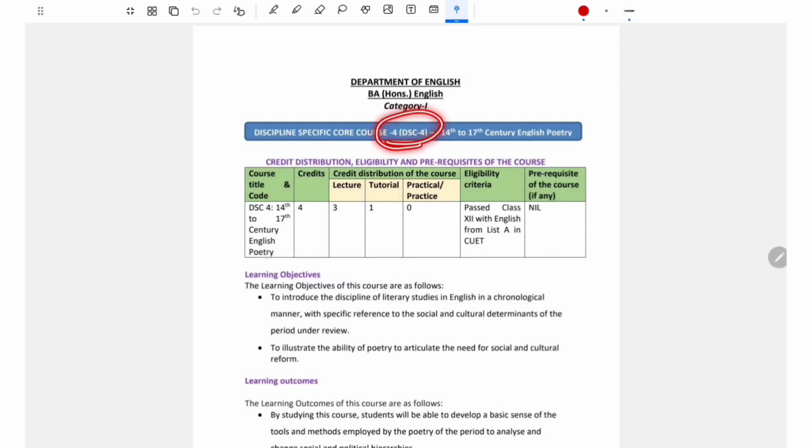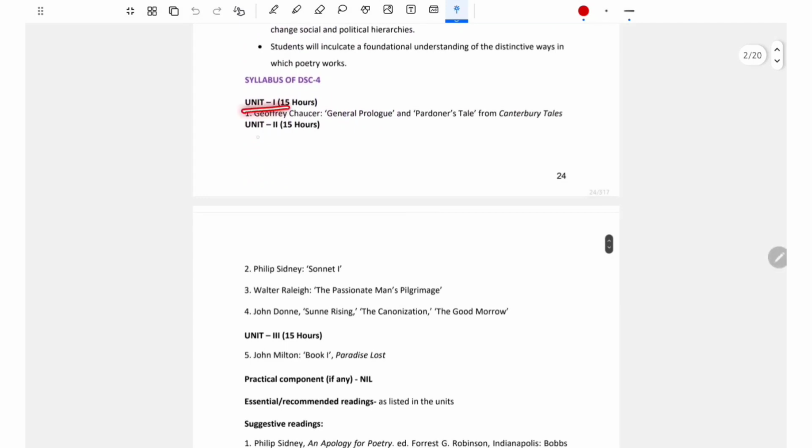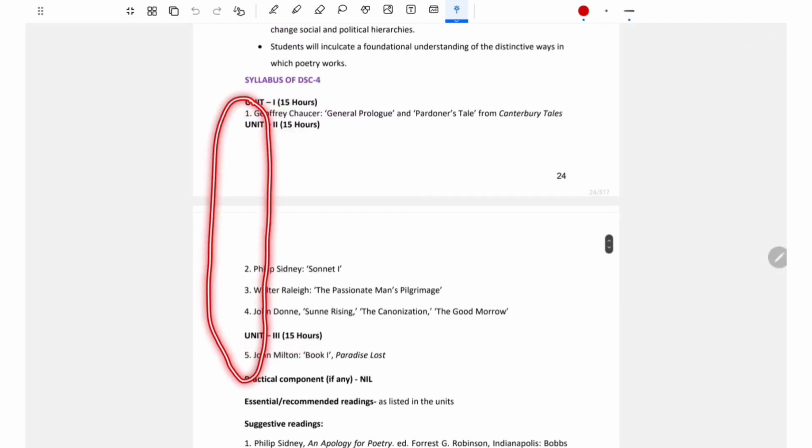Now your first paper is DSC 4. You guys have studied the DSC 1, 2 and 3 in your first semester. So your second semester will start with DSC 4, and that is 14th to 17th century English poetry. In short, I just like to call it the poetry paper so that I don't get confused with other papers in this semester. And in this poetry paper, you have 3 units. These are the 3 units, and in total there are 5 texts.